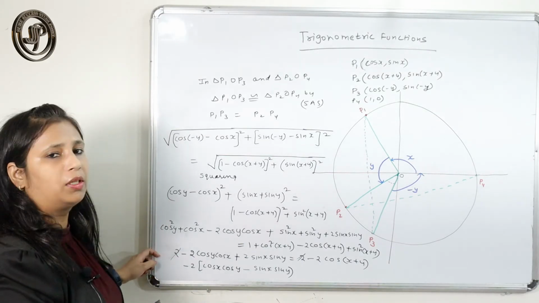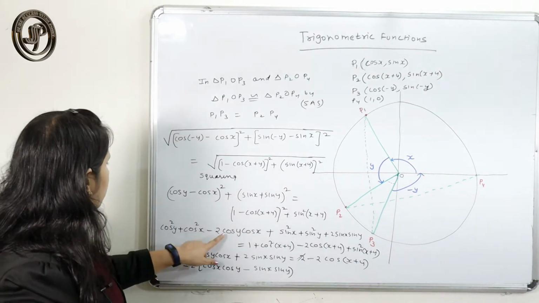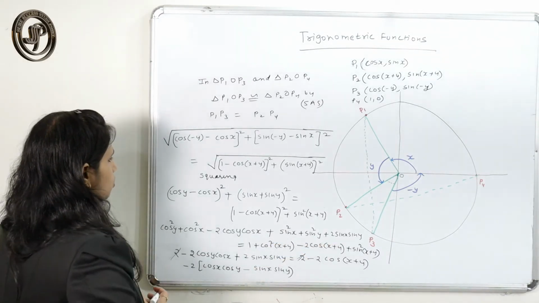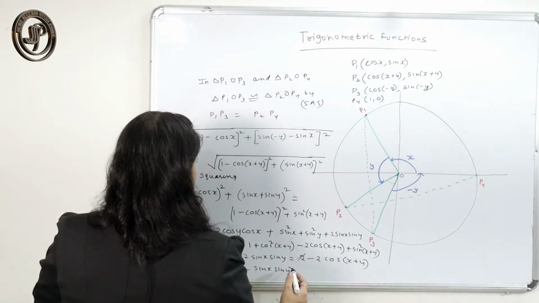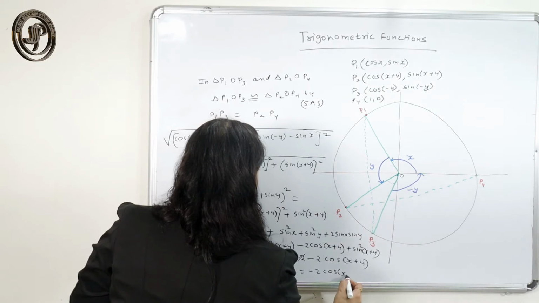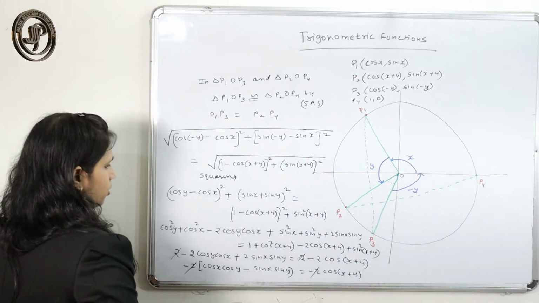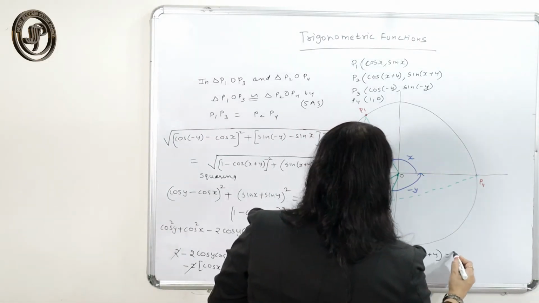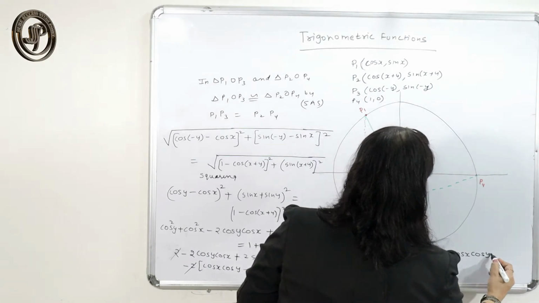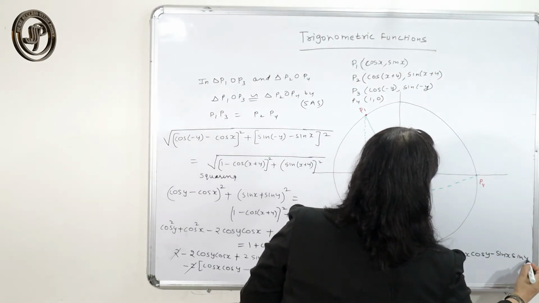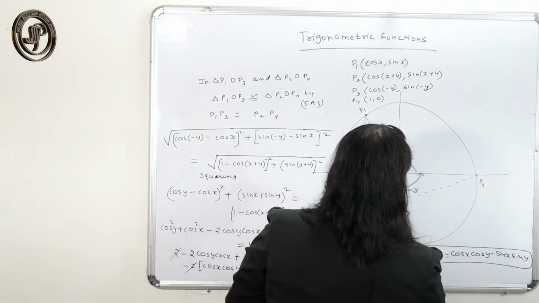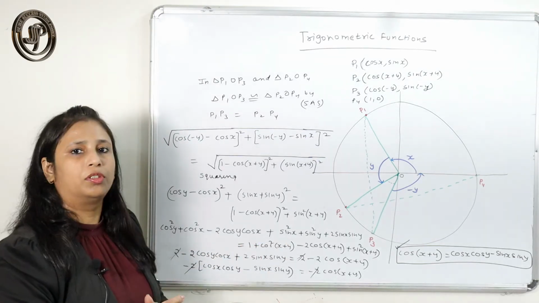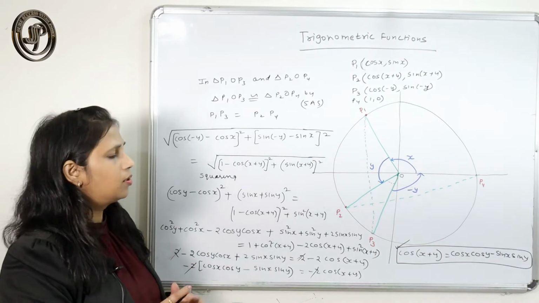So you just have to simplify this on your own. So this will become 1, and here it is positive. So this becomes minus 2 cos x plus y. When this minus 2 and minus 2 cancel out, you will get the final result: cos x plus y is equal to cos x cos y minus sin x sin y. So here is a new formula for you. Now we are going to do our exercise based on this formula. This is a very important formula.